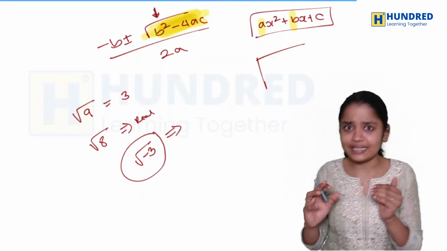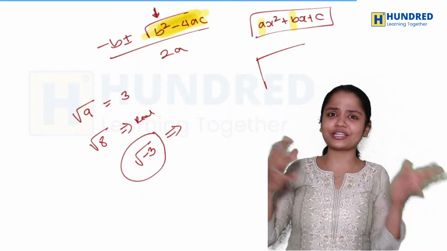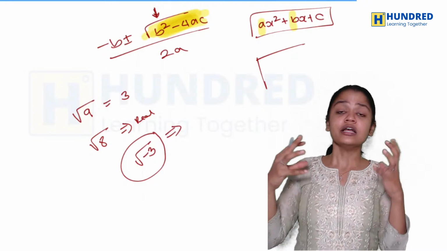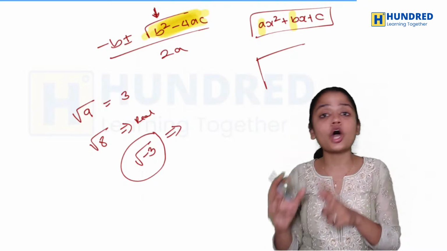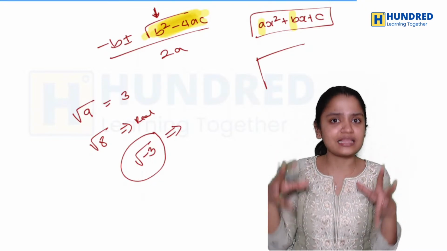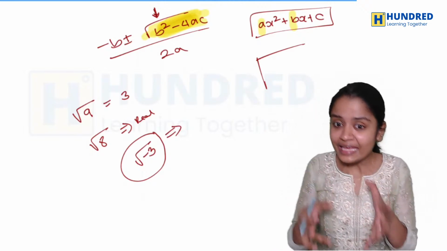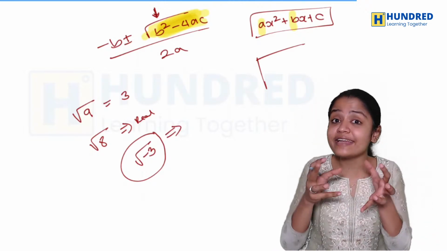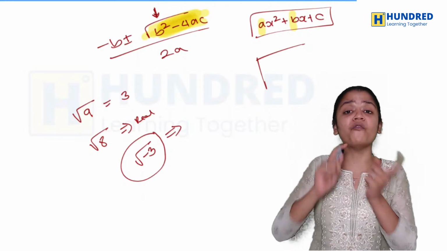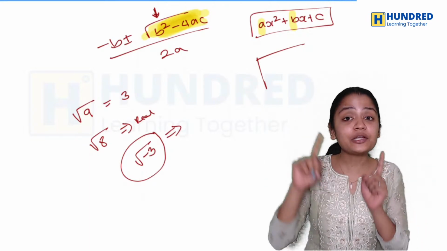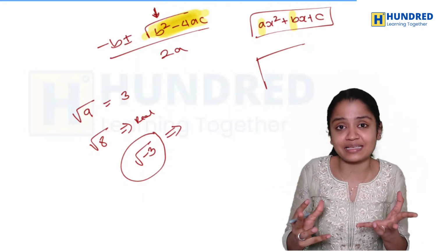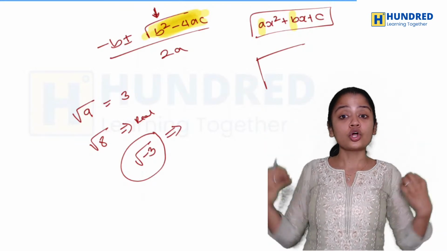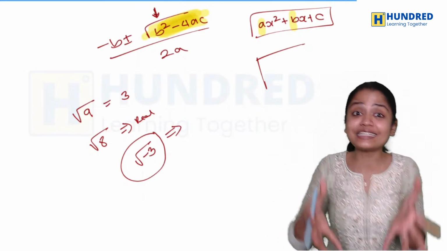In your 10th standard, 9th standard or lower classes, they would have told you that there should not be negative numbers inside the square root. But if you have a negative number inside the square root, it will be a complex number. This is how complex numbers came into the real world.